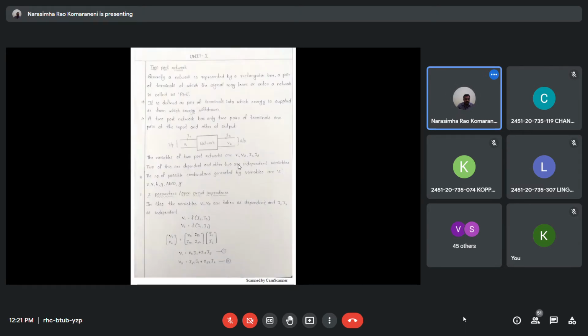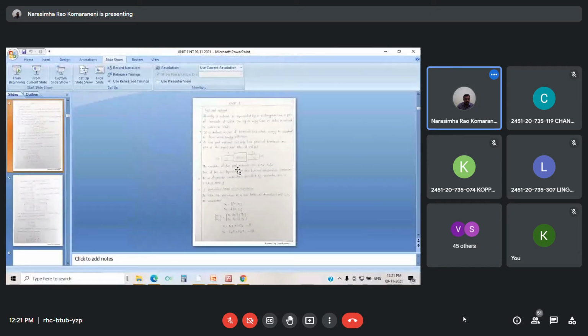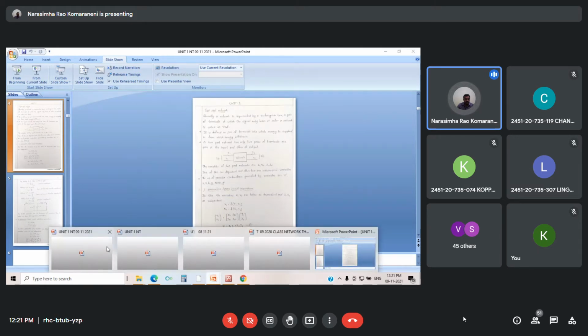Is it clear? Different types of networks and elements. The next, coming to today's topic, that is two-port networks.